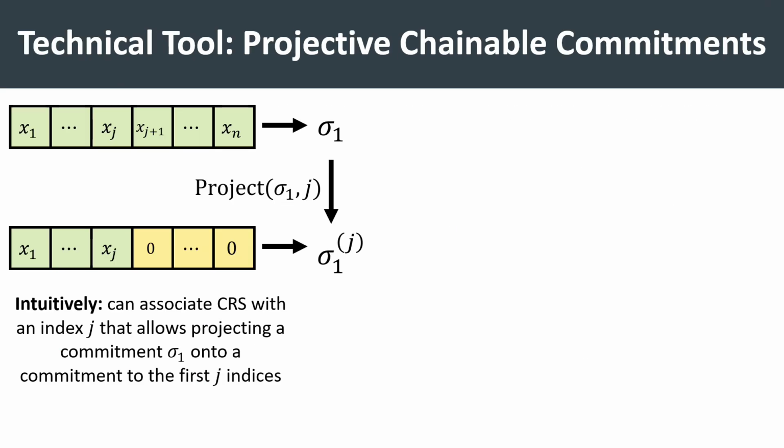We need something more. So the main technical tool that we introduce in this work is a notion of a projective functional commitment. This will be a tool that will be designed to carry out a particular proof strategy to actually reason about the construction I just described. So in a projective chainable commitment, what you can do is the following. You can take the common reference string for the commitment scheme, and you can embed within it a secret index j. And then there's a projection function that takes a commitment to a vector and projects it onto a commitment to a prefix of the vector. It projects it onto a commitment to the first j components of the vector.